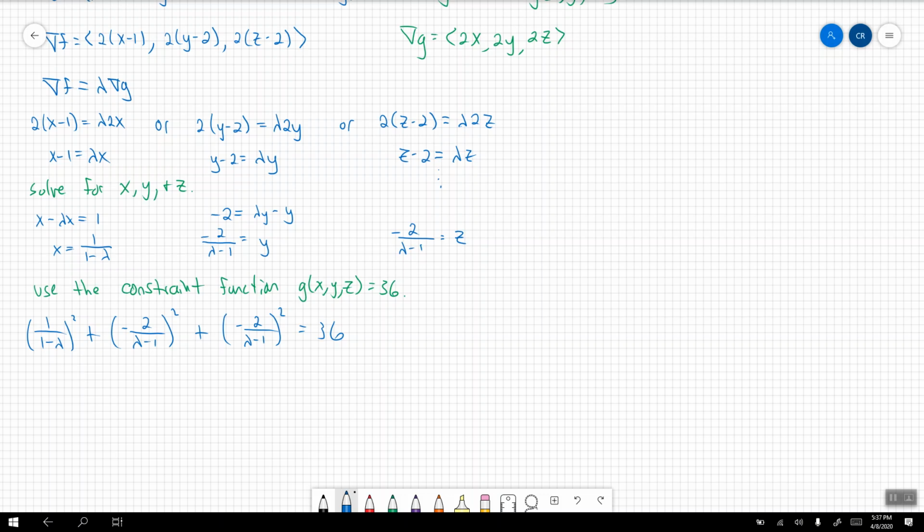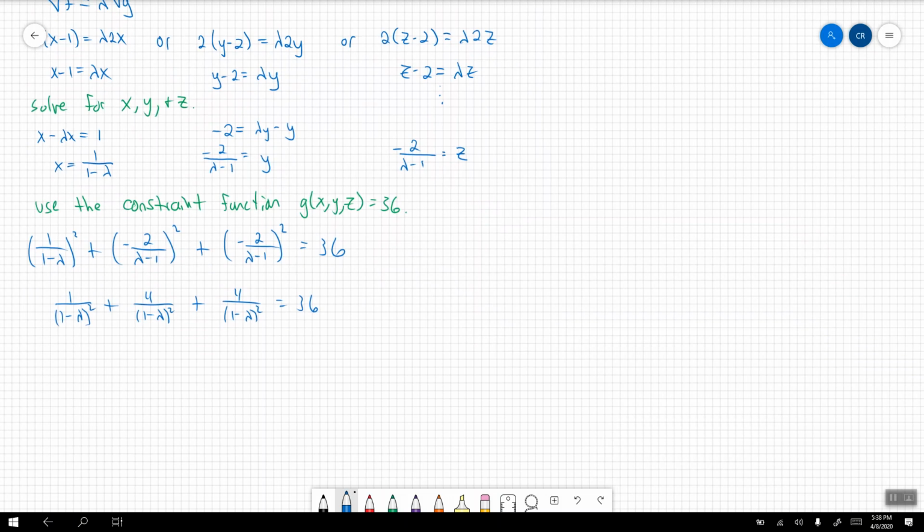Alright, so it looks like a lot of work, but it's not too bad. We're actually in a really good place here. So let's see if we can work through some of this. Here's going to be 1 divided by (1 minus lambda) squared plus, let's see, I have 1 minus lambda. I'm going to do 1 minus lambda down here, so I'm going to move this negative right here down here, and you're going to see why in a little bit. That's 4 divided by (1 minus lambda) squared. Nice. Plus, same thing here, is equal to 36. There we are.